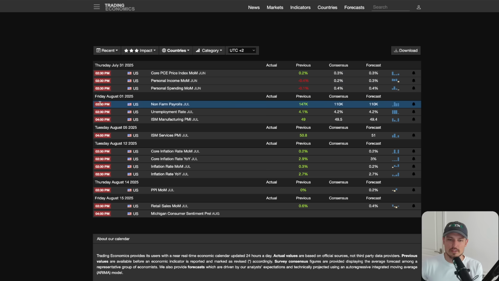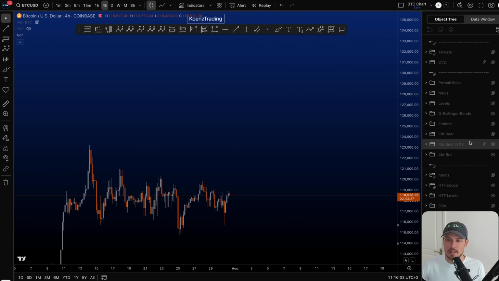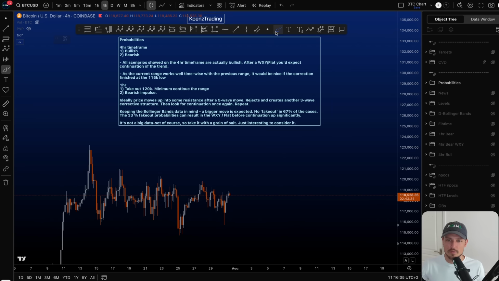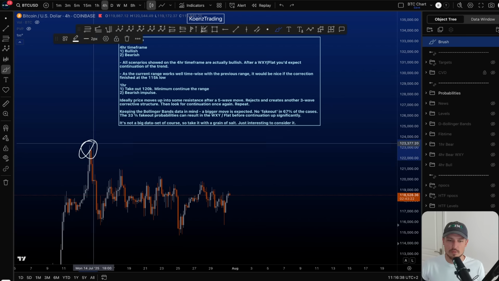Trade safe around these times. It's Central European time zone, so trade safe because there might be volatility coming on the chart. And then we have the probabilities. On the 4-hour time frame, probabilities are bullish. We're looking for price to eventually take out the all-time high here.